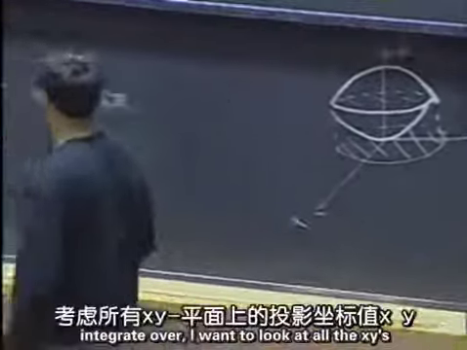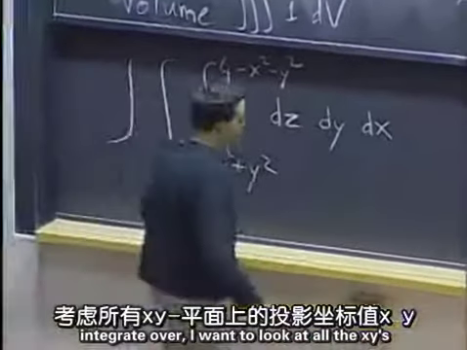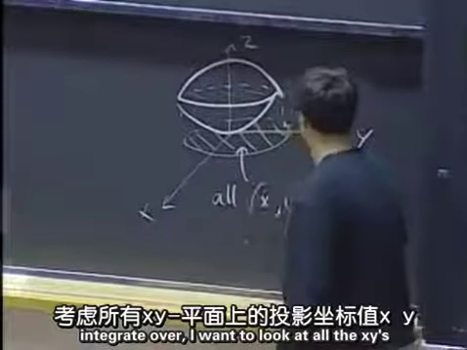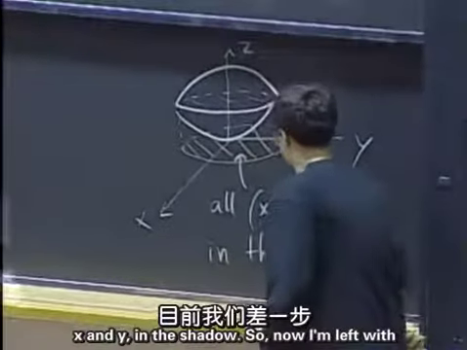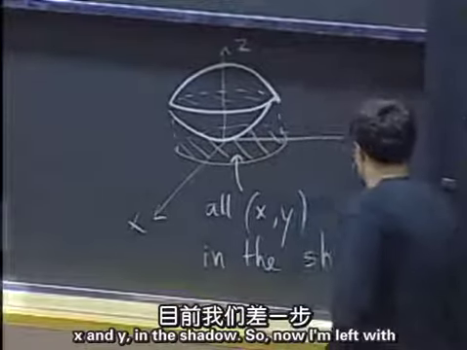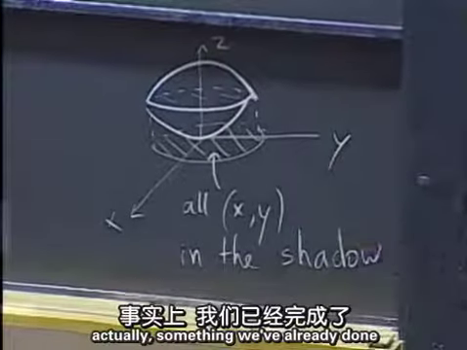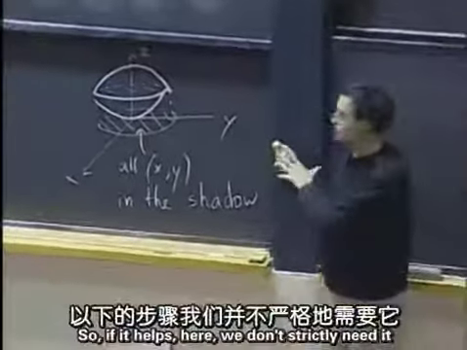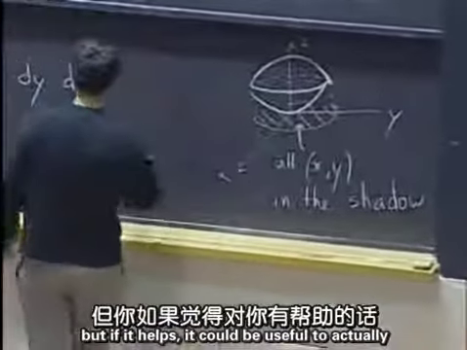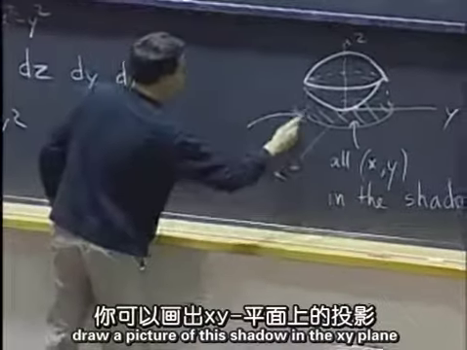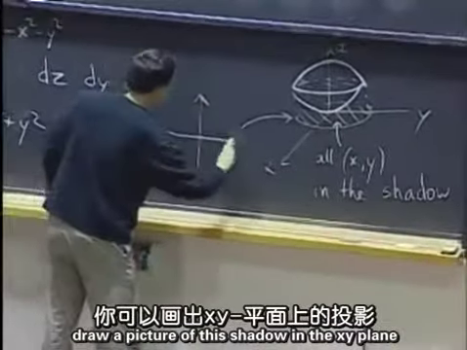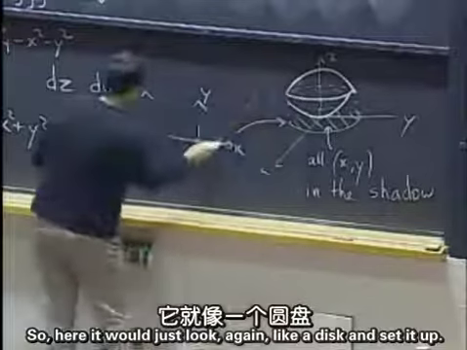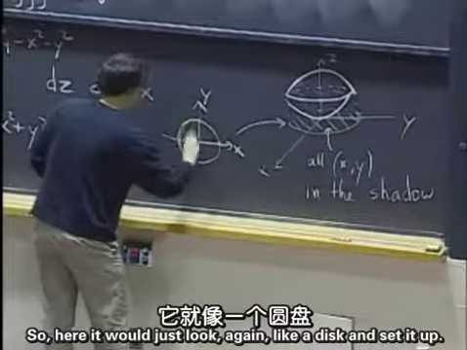And so now I will want to integrate over, I want to look at all the x and y in the shadow. So now I'm left with something we've already done, namely setting up a double integral over x and y. Here we don't strictly need it, but it could be useful to draw a picture of this shadow in the xy plane. It would just look, again, like a disk, and set it up.